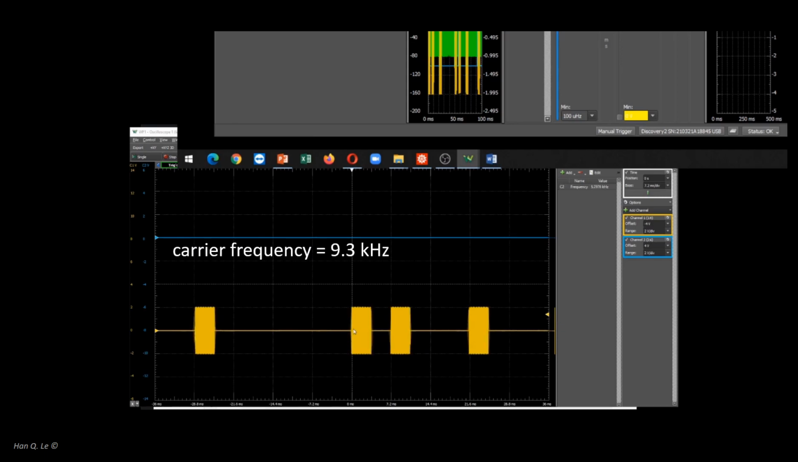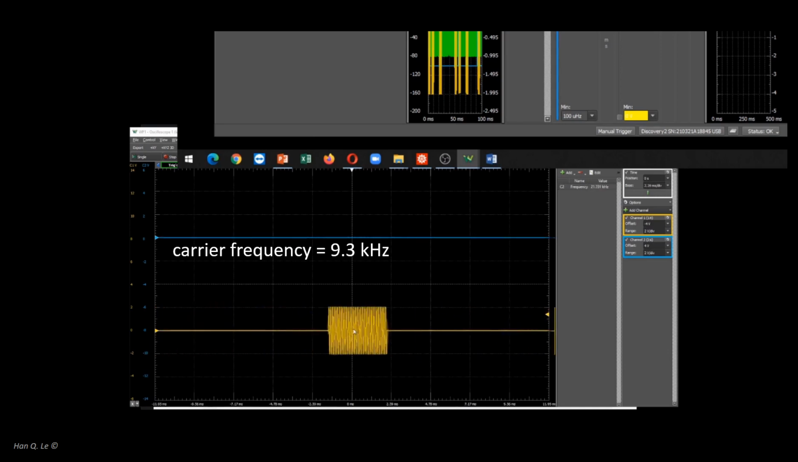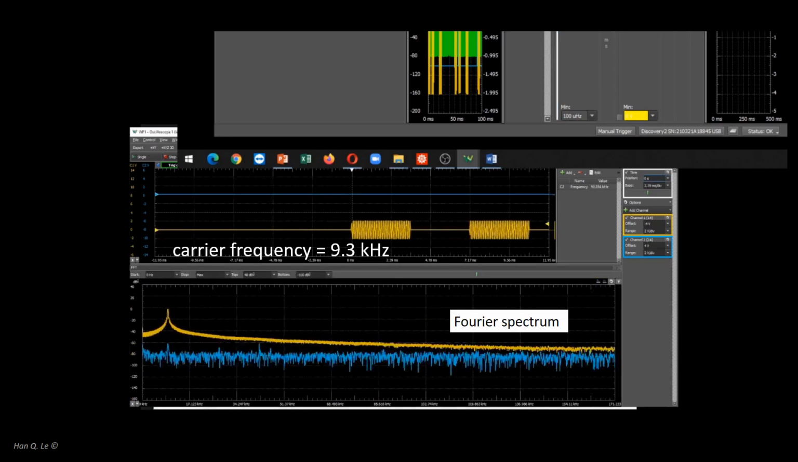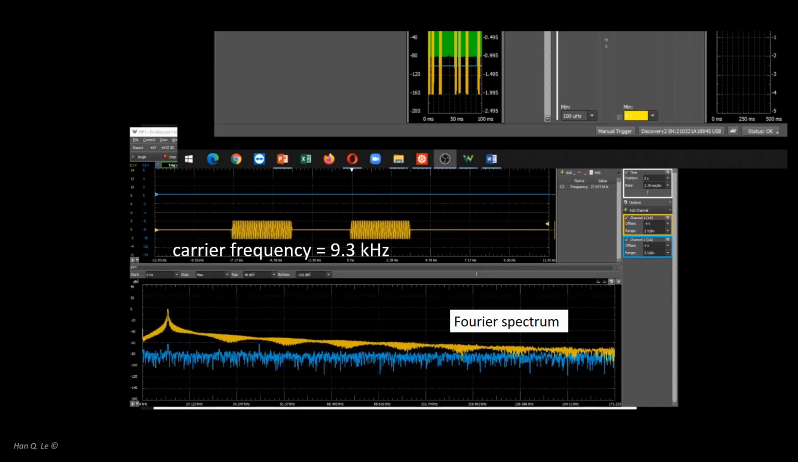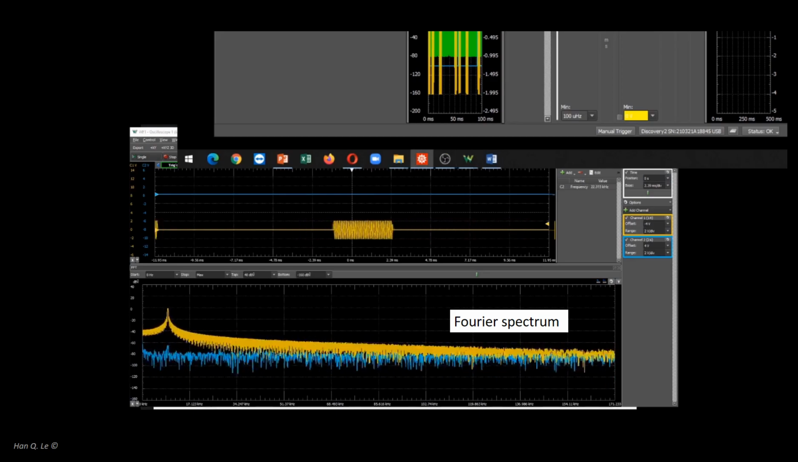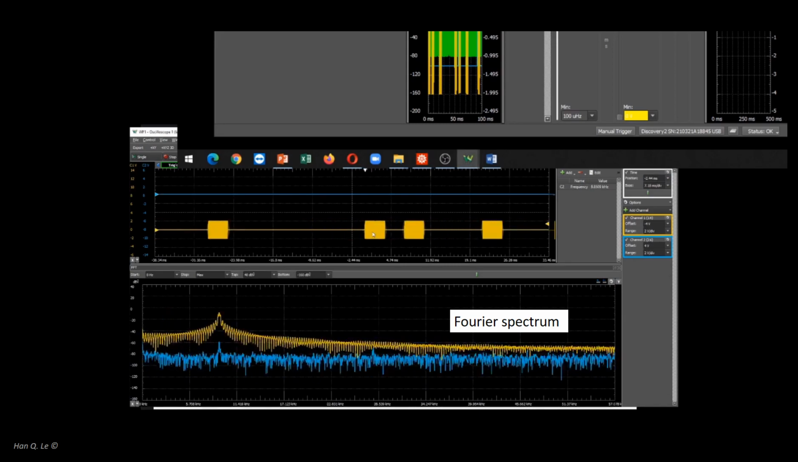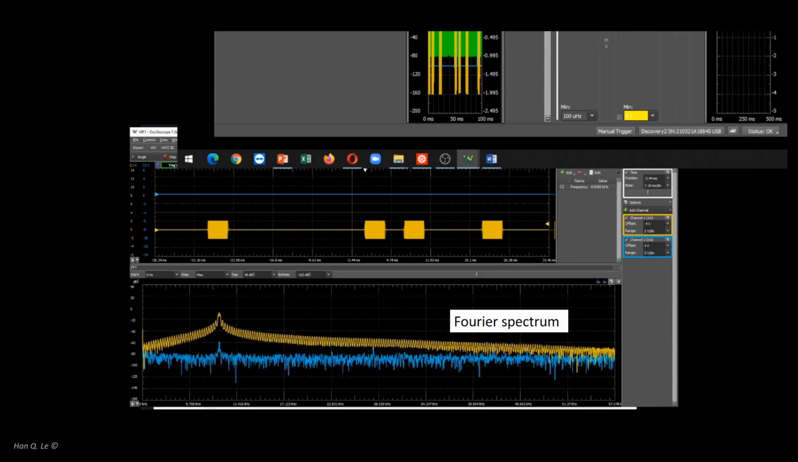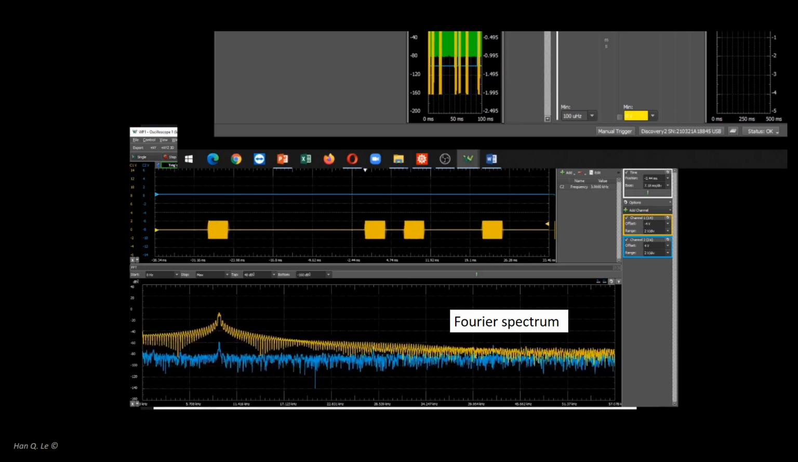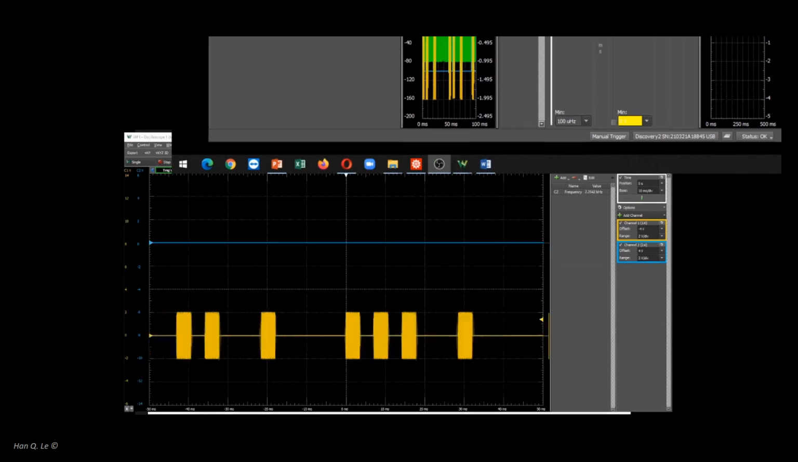Zooming in on the time scale to see the sinusoidal carrier. Zooming out for the Fourier transform, click FFT. If you have learned the Fourier transform, the bottom graph shows the Fourier spectrum of the modulated signal, indicating that it indeed has a frequency of 9.3 kHz, which is the chosen frequency. This method of modulation is called amplitude modulation, or AM, as in AM radio.